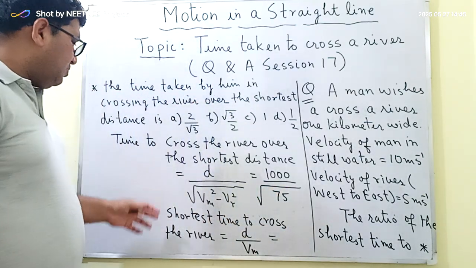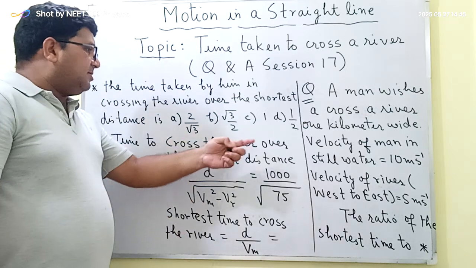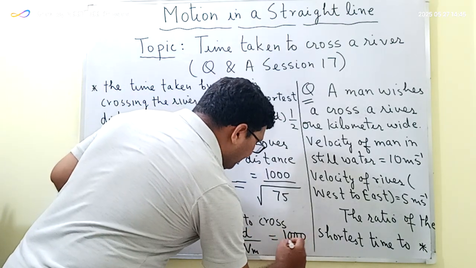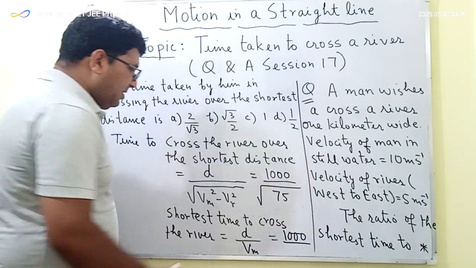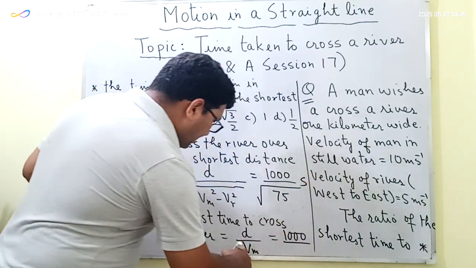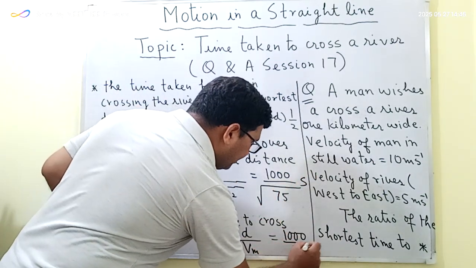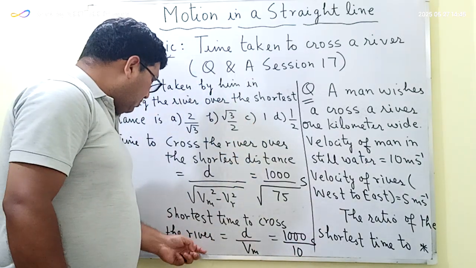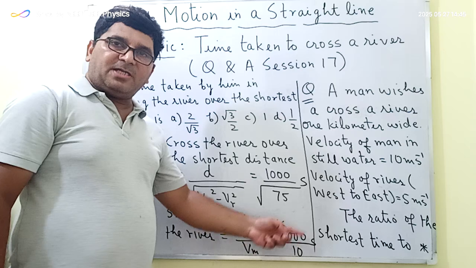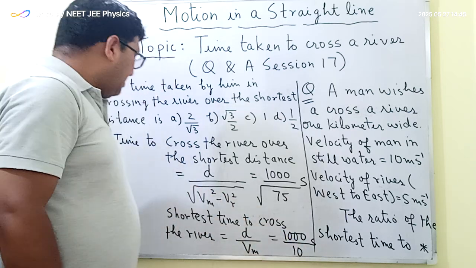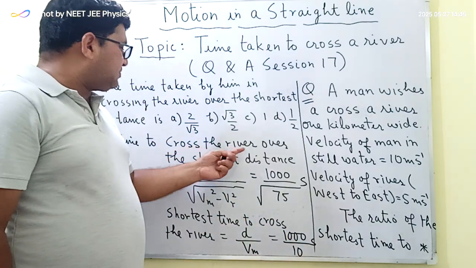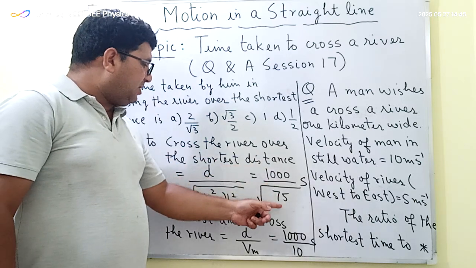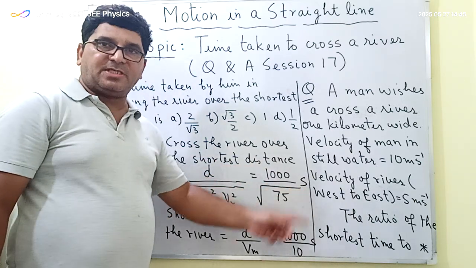Now the shortest time to cross the river by this man will be equal to d, the width of the river, which is 1000, divided by Vm, which is 10, so this will be equal to 100 seconds. So the shortest time to cross the river by this man will be 100 seconds, and the time taken to cross the river by this man over the shortest distance will be equal to 1000 divided by root 75 seconds.